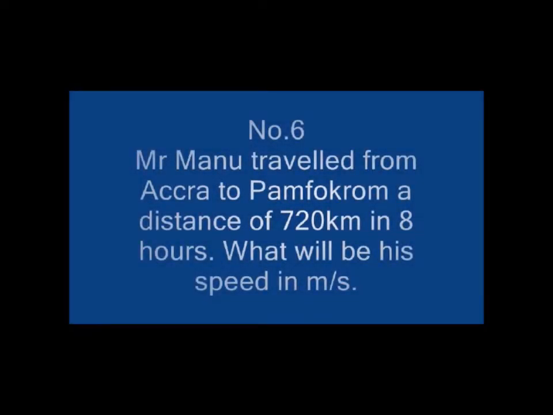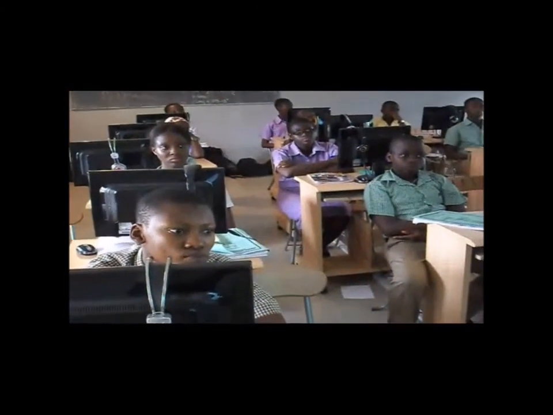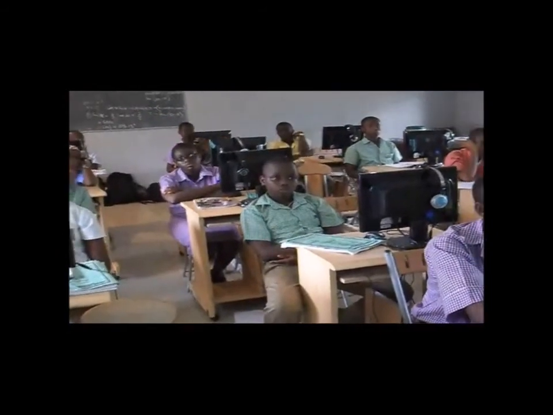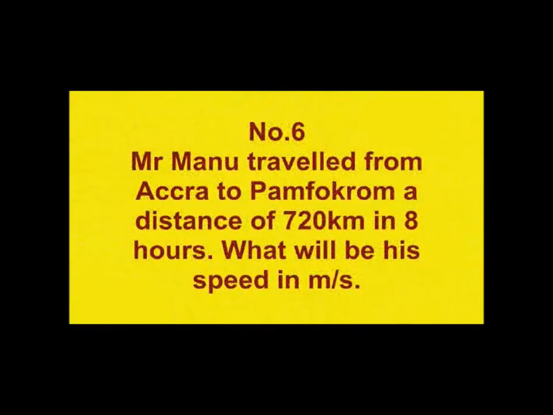Mr. Manu traveled from Accra to Panfakrom, a distance of 720 kilometers in 8 hours. What will be his speed in meters per second? This question number 6 is asking us to change a speed of 720 kilometers in 8 hours to a unit of meters per second. So that implies that we have a speed distance time problem in our hands.